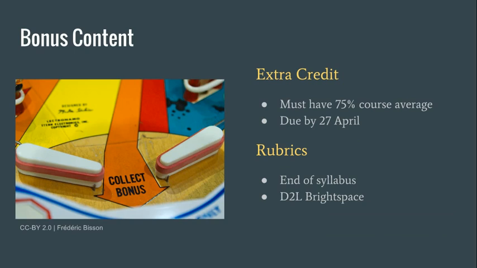There is extra credit, but you must have a 75% average in order to receive it. Extra credit is extra, not a save-you-from-the-fire. It's all due by the 27th of April. There are rubrics. They're always at the end of the syllabus. They're always available on D2L Brightspace. Please do check out how it is that I'm giving you a score on all of your coursework.